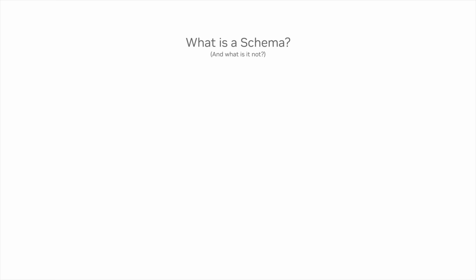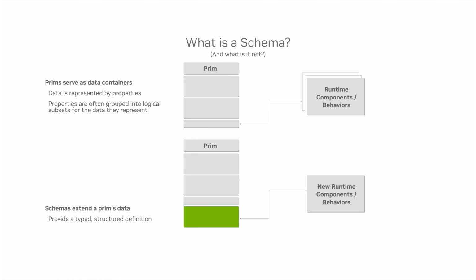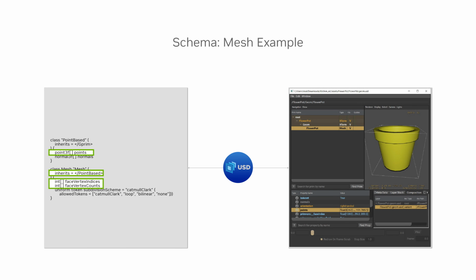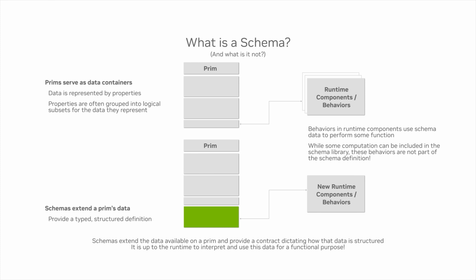In USD, a stage is a composed hierarchy of prims, short for primitives, which are data containers representing individual nodes in the scene graph. Each prim consists of properties, including attributes and relationships, which can be formalized in schemas. The mesh schema, for example, defines the topology and points of the mesh. This ascribes meaning to prims with specific data models, allowing them to answer queries about their contents. Schemas imbue prims with typed, structured definitions. With standardized schemas, any USD-compliant runtime can interpret the raw data in a meaningful way.